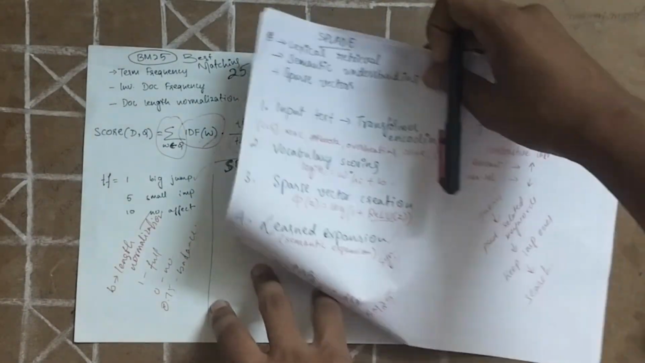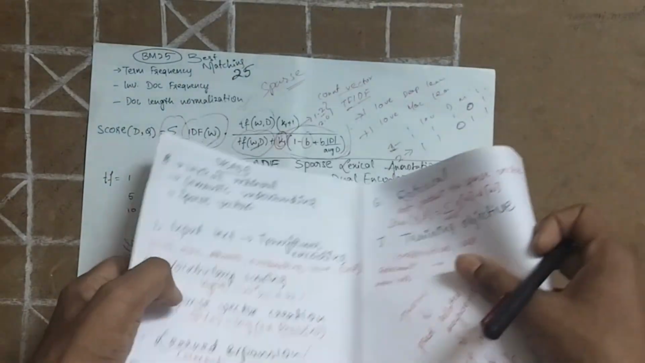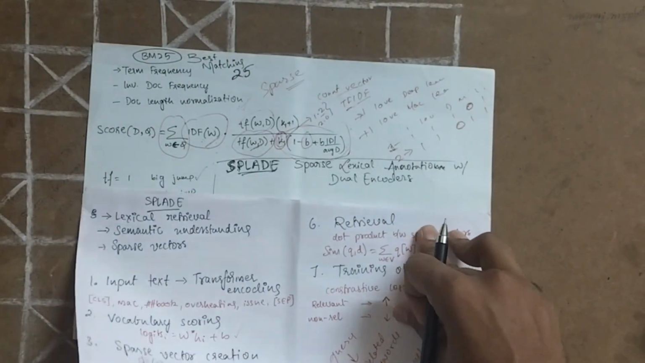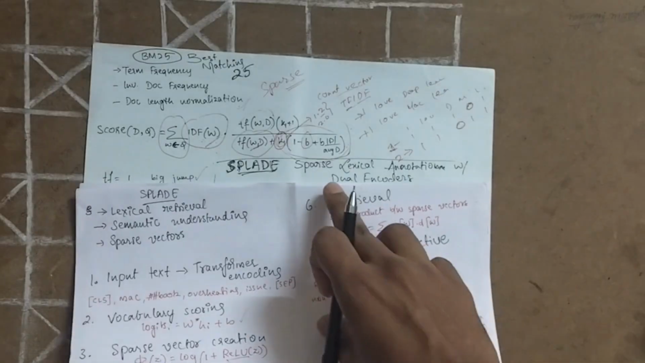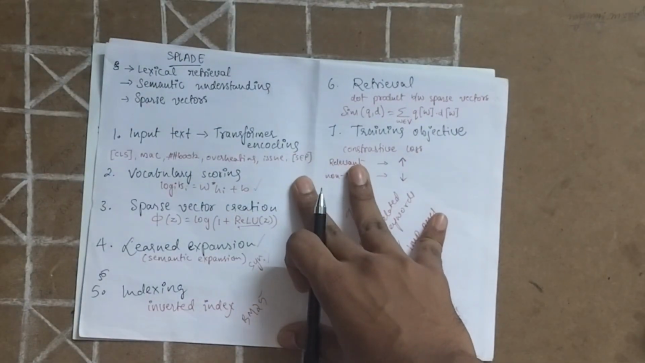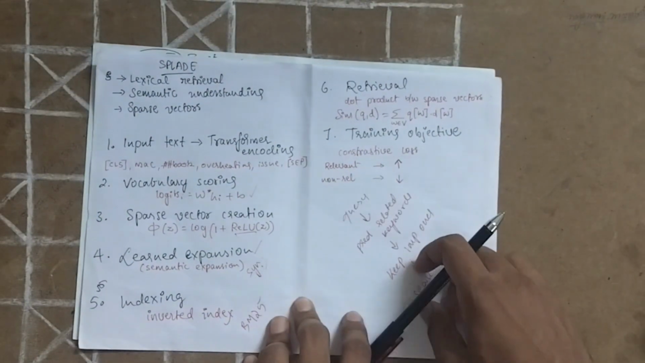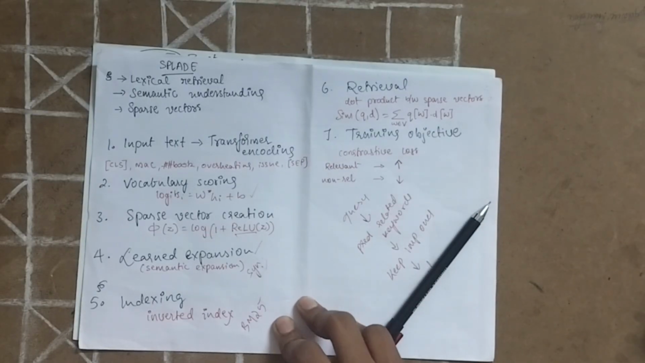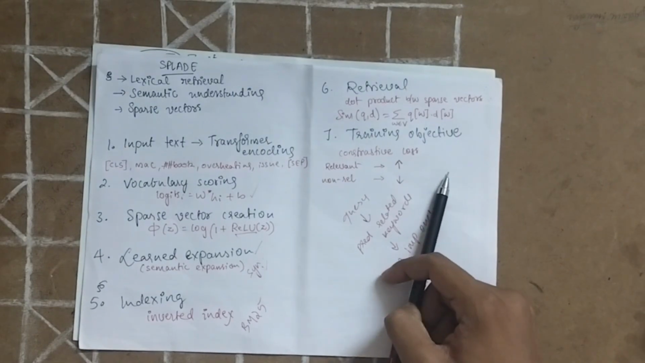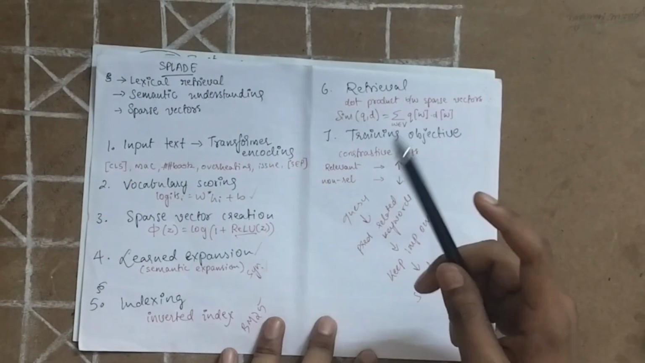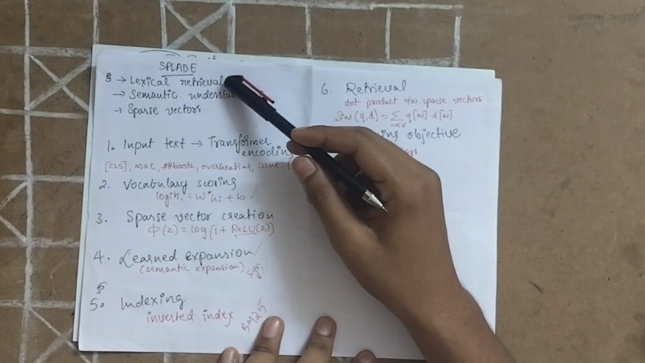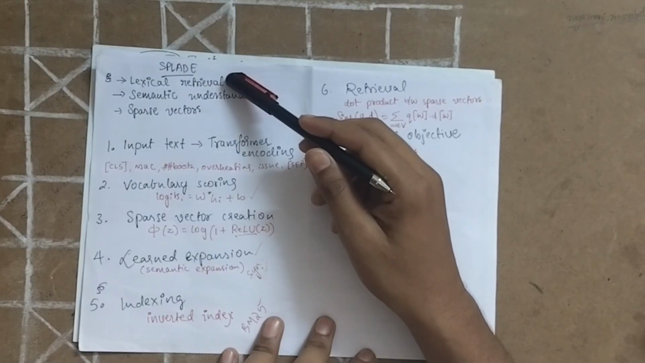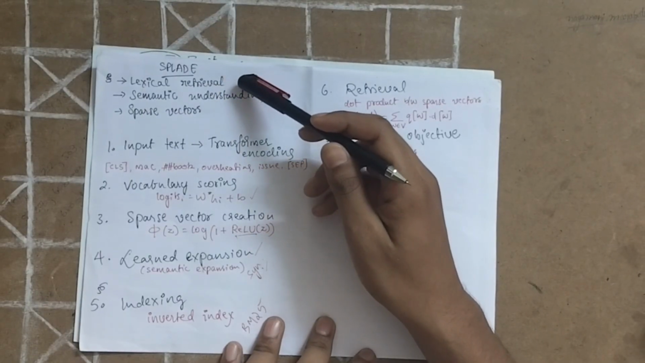Okay, SPLADE is nothing but sparse lexical annotation with dual encoders. So in the name itself, we have some clue as to what SPLADE does. We have three things in SPLADE. One is lexical retrieval. What does lexical retrieval mean here? It takes care of exact keywords and rare tokens and IDs.